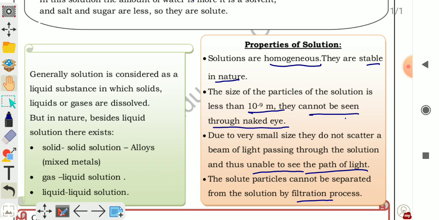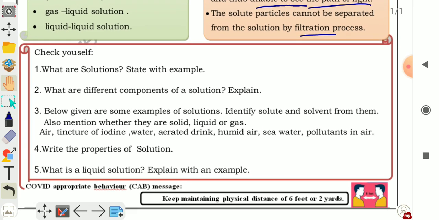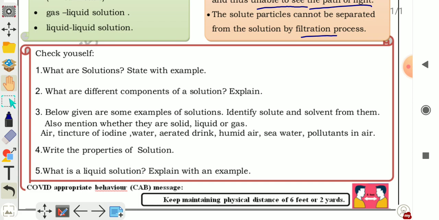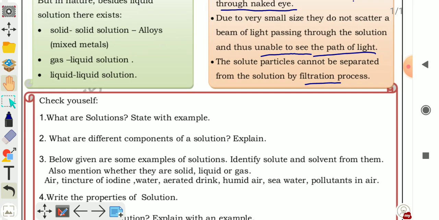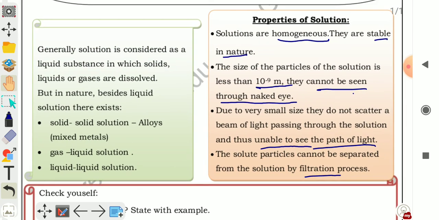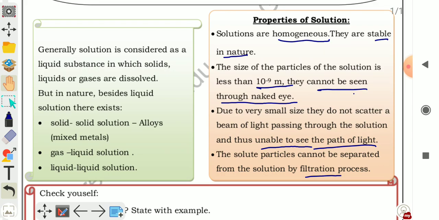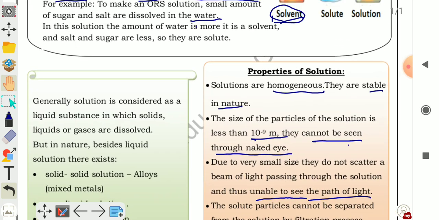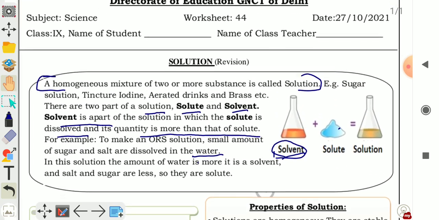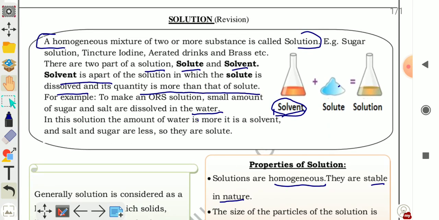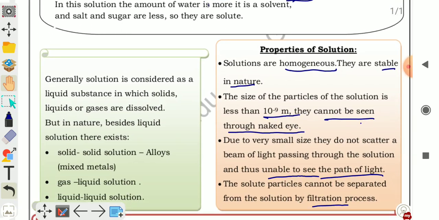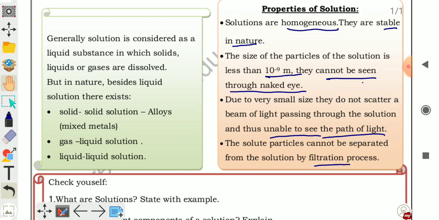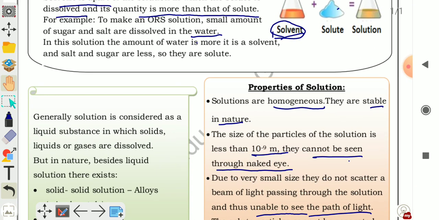Now we will discuss question answer. First question is, what are solutions? State with example. What are solutions? Give examples. So solutions are mixtures of two or more than two substances. They may be solid solution, gas-liquid solution and liquid solution.